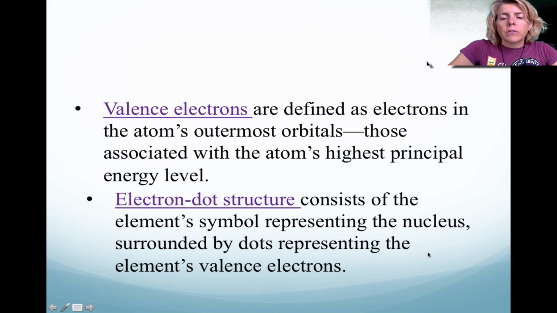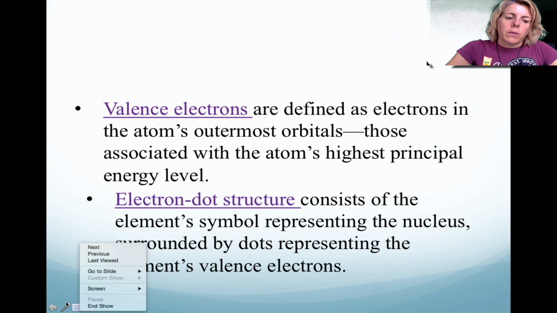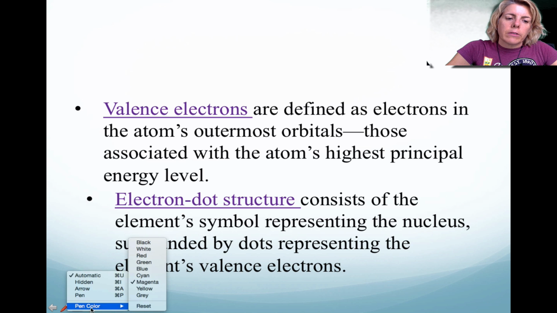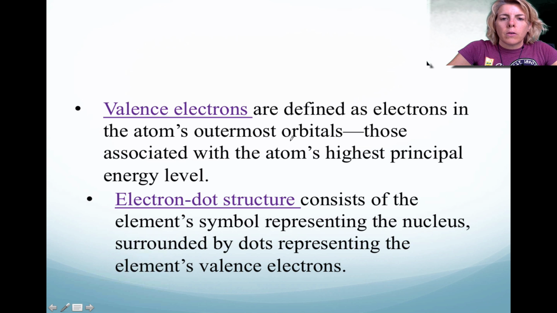So valence electrons we call electrons in the outermost orbital. So it's the last electron that entered that orbital. And it typically is the highest energy level in that atom.